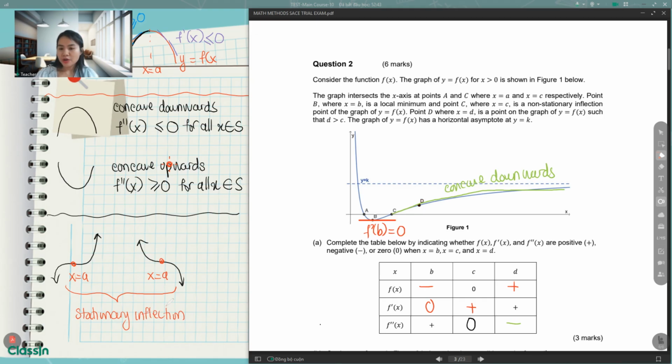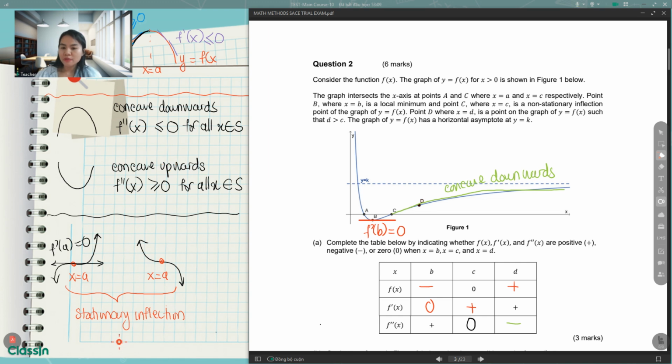We call it stationary because when we draw a tangent at x equal to a, the tangent is horizontal at that point. The tangent is horizontal at x equal to a, so we call it a stationary point. At the stationary point, the tangent is horizontal, which means the first derivative, f dash a, is equal to 0.